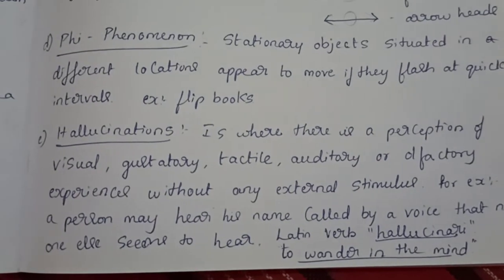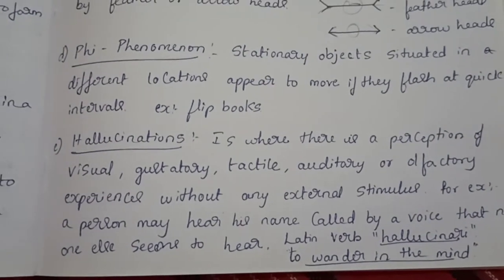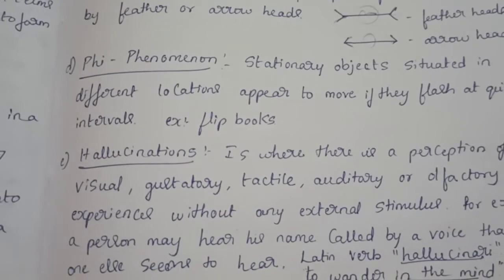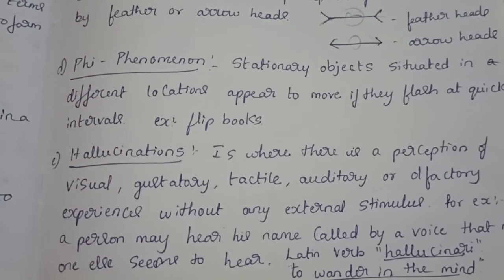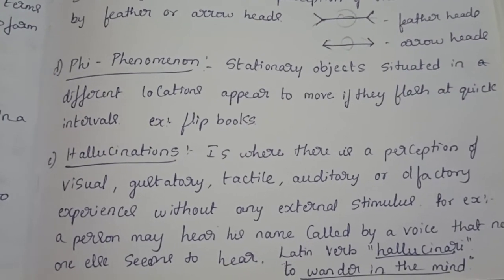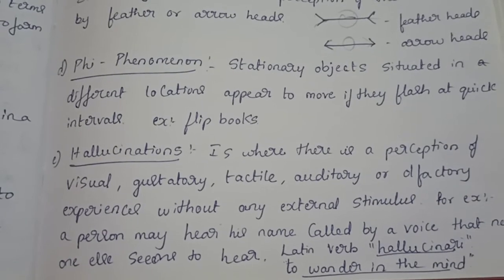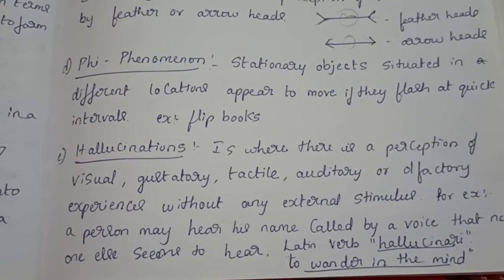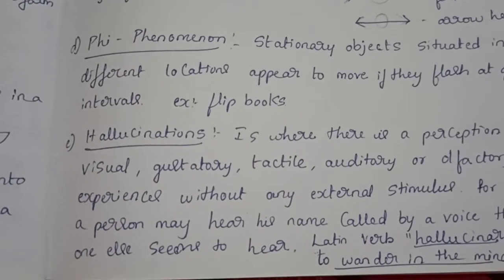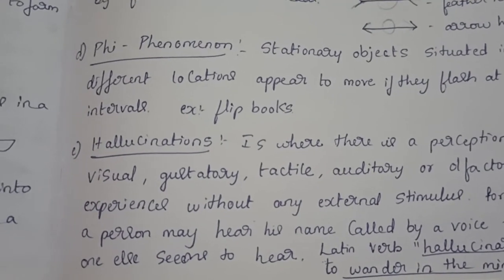Hallucinations are perceptions of visual, gustatory, tactile, auditory or olfactory experiences without any external stimulus. For example, a person may hear his name called by a voice that no one else seems to hear. So hallucination is where there is no external stimulus, yet you feel like it is there.